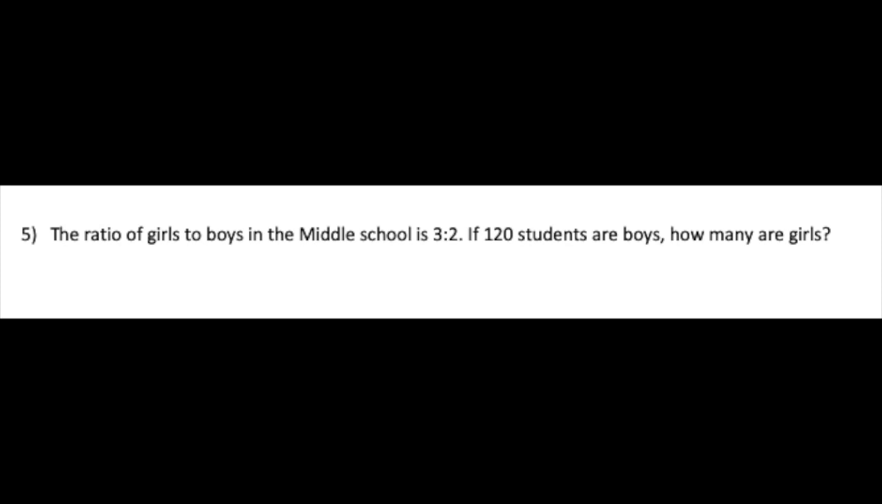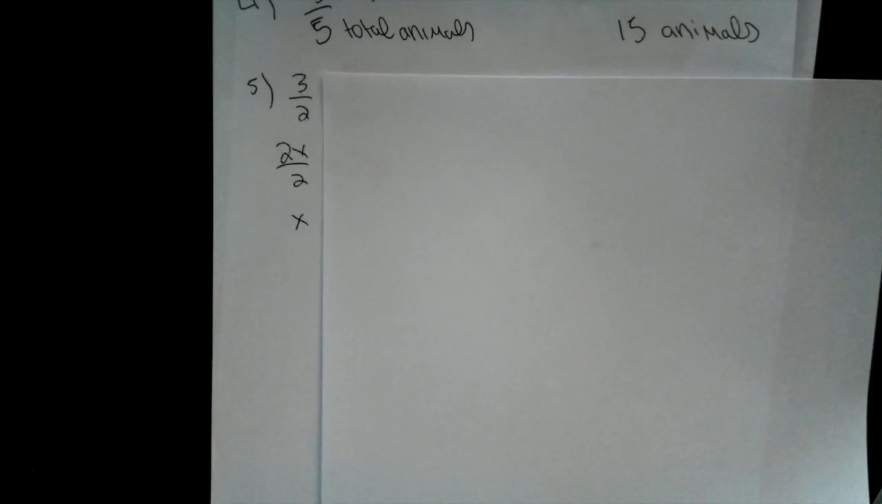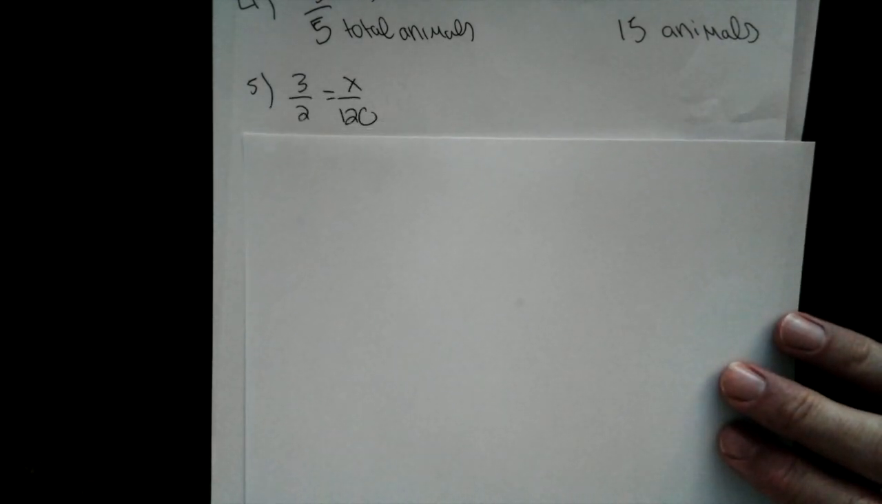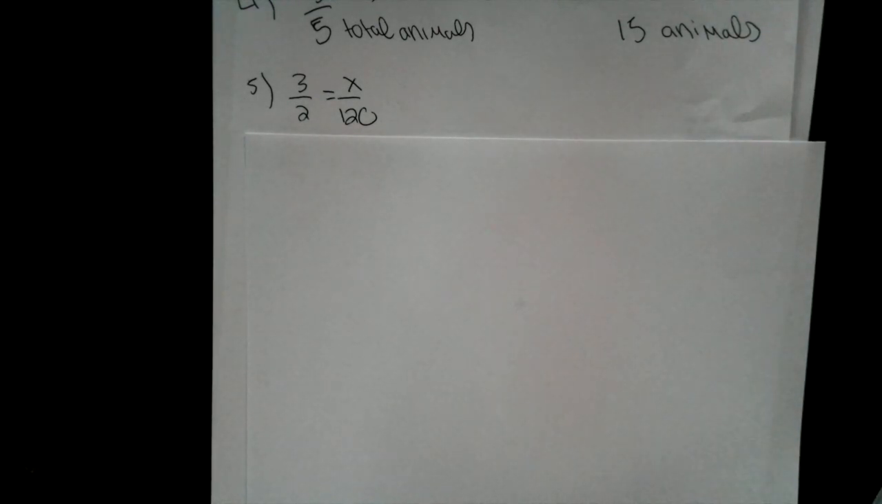Number 5 says the ratio of girls to boys in the middle school is 3 to 2. If 120 students are boys, how many are girls? So we want to set up a proportion to solve this question. Remember, a proportion says 2 ratios are equal to each other. So our first ratio we're going to set up is 3 over 2. And our next one is going to be x over 120.